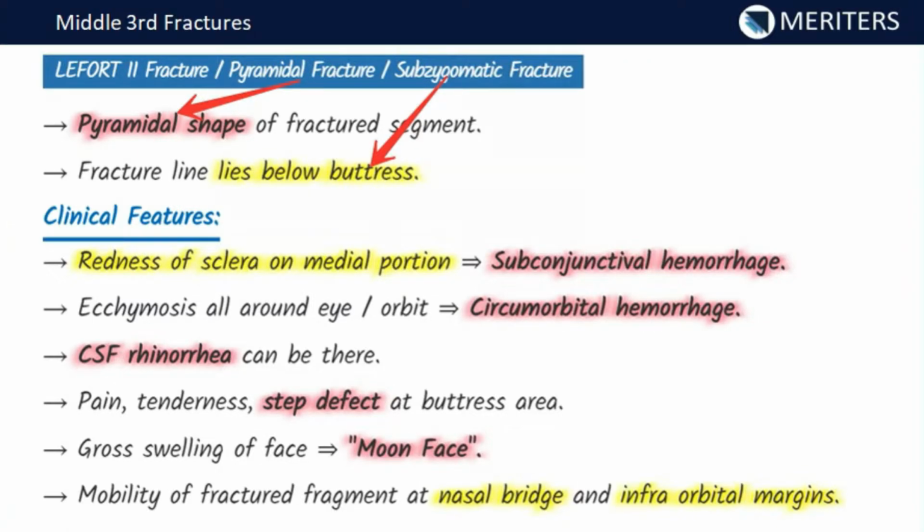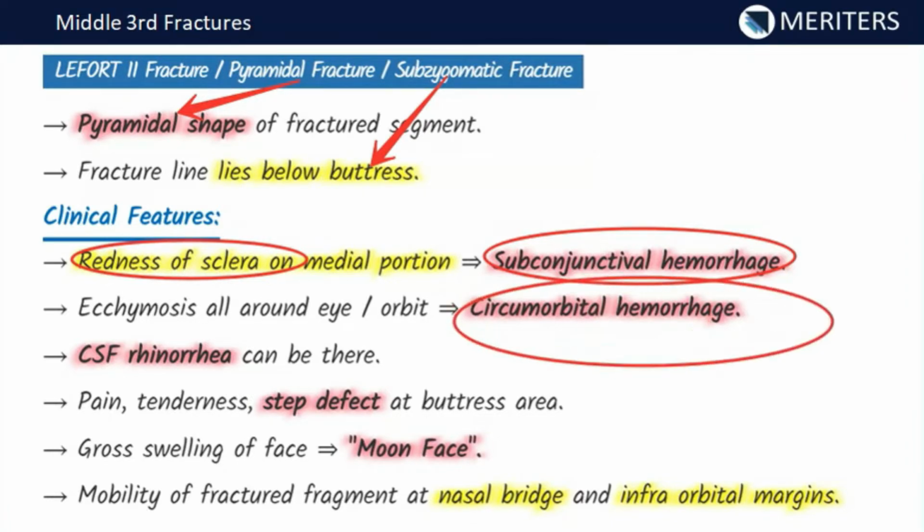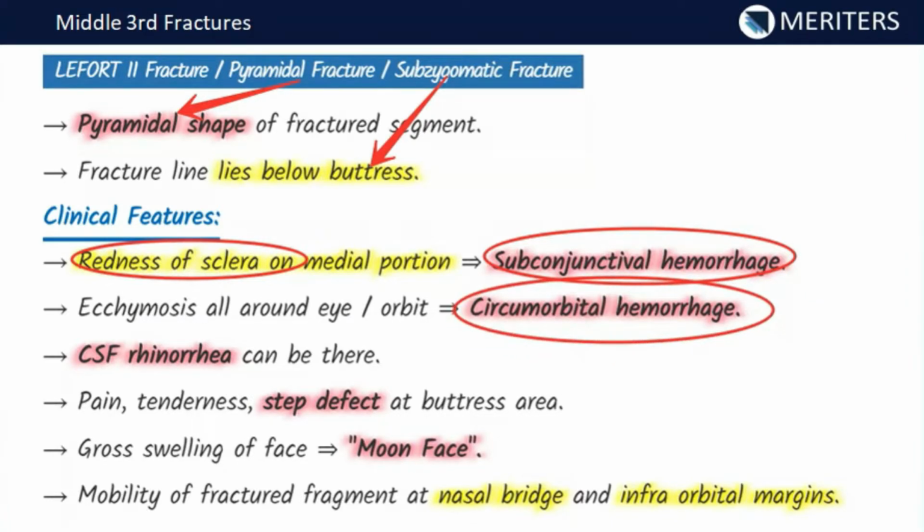The first feature we have is the redness of sclera on the medial portion. Remember, it is on the medial portion, and this is also known as the subconjunctival hemorrhage. So subconjunctival hemorrhage can be seen in LeFort I and LeFort II. Then we have ecchymosis all around the eye or orbit. So this is also known as the circumorbital hemorrhage.